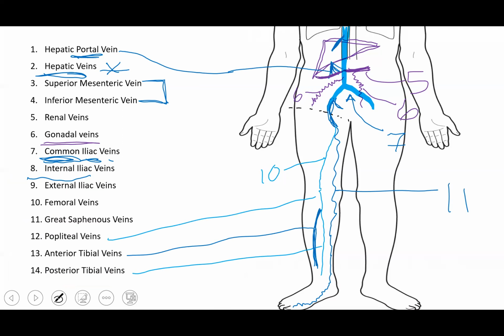Okay, so you would be able to see the leg. You can see some of the veins on the legs in the leg model, but not all of them. Pretty much you can see the femoral vein and the popliteal vein, and that's about it in the leg model.